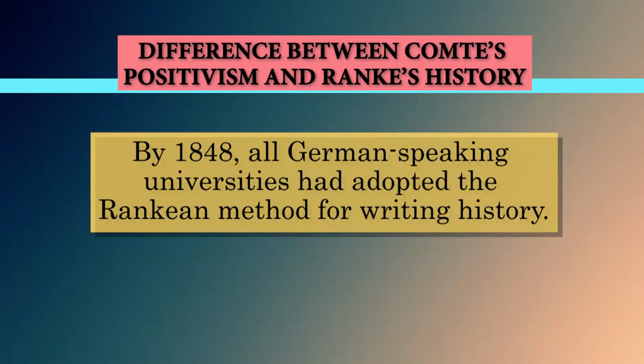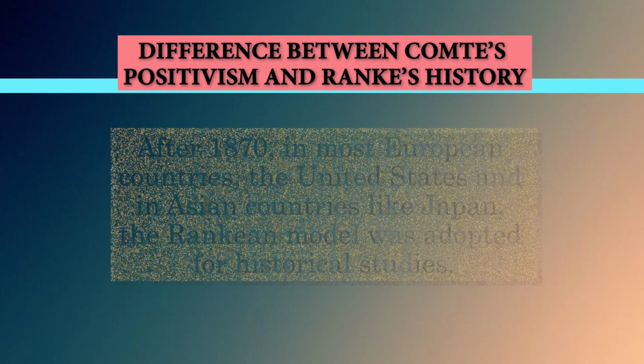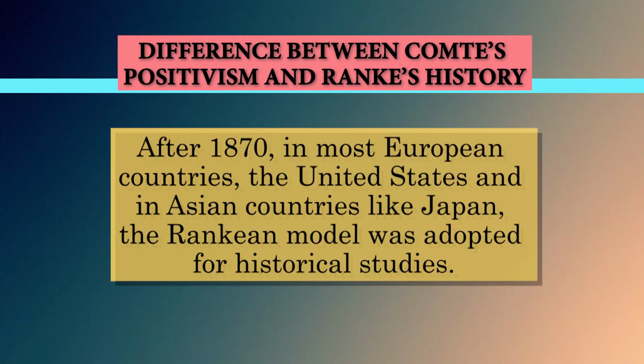By 1848, all German-speaking universities had adopted the Rankean method of writing history. After 1870, in most European countries, as well as in the United States and in Asian countries like Japan, the Rankean method was adopted for historical studies.